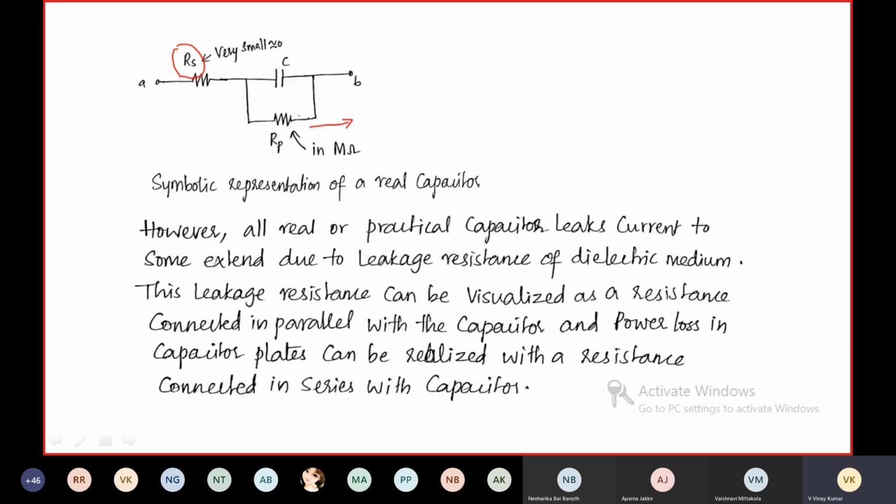Here this indicates power loss in the capacitor plates. The leakage resistance can be visualized as a resistance connected in parallel with the capacitor, and the power loss in the capacitor plates can be realized with a resistance connected in series with the capacitor.